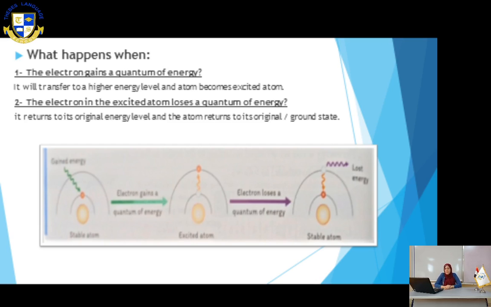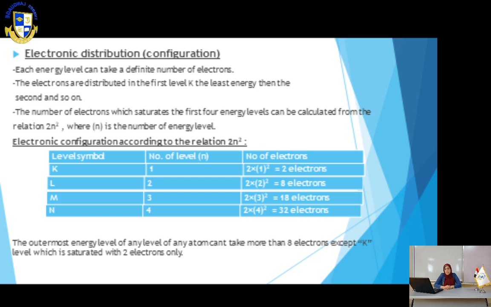Slide 12. Electronic distribution or configuration. Each energy level can take a definite number of electrons. These electrons are distributed in the first K level, the least energy, then the second, and so on. The number of electrons which saturates the first 4 energy levels can be calculated from the relation 2n², where n is the number or the order of the level. We can see it in this table.